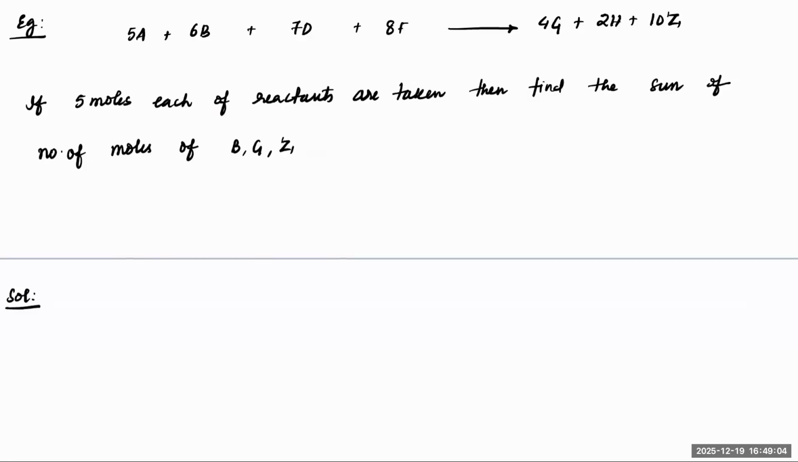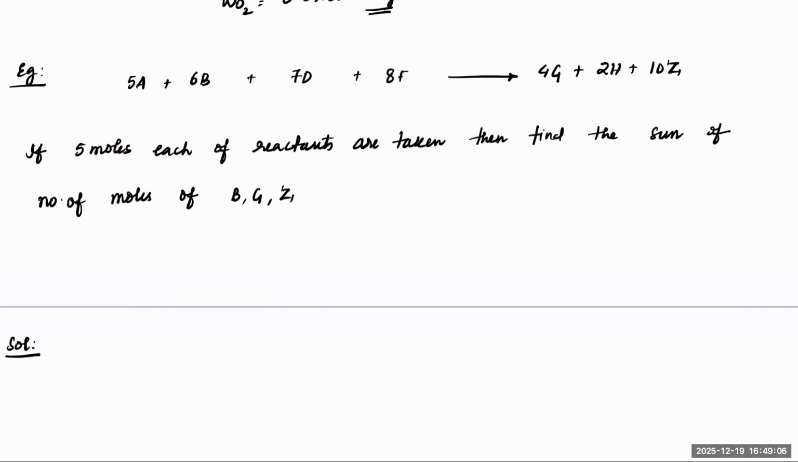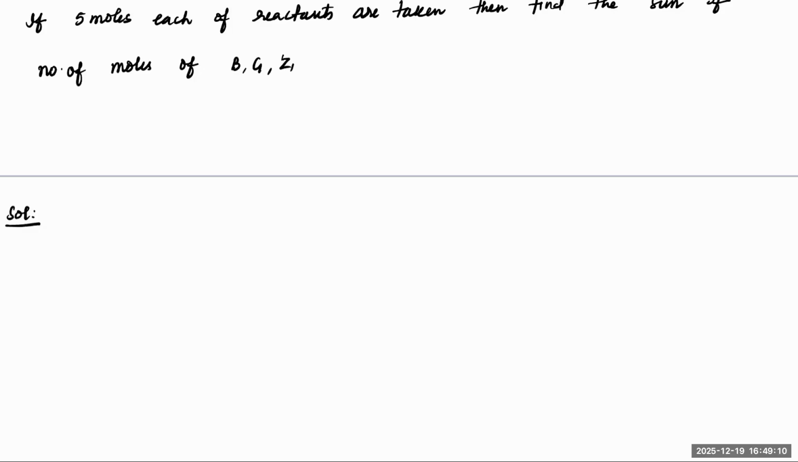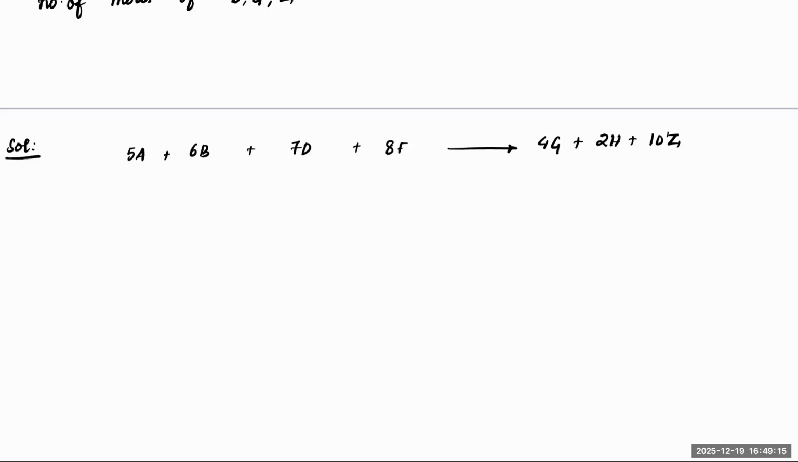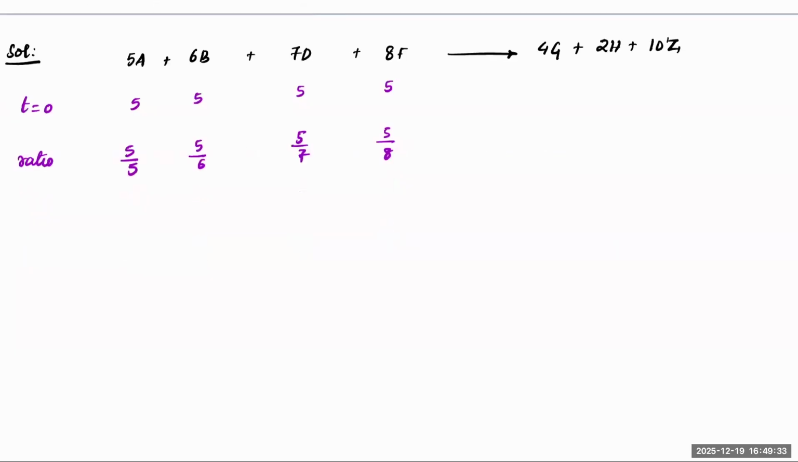In such case, how do we proceed? See, we know that these are the reactants which we have. First, write down all the number of moles initially. Initially, you have 5, 5, 5, and 5. Stoichiometric ratio, if you notice, it is 5 by 5, 5 by 6, 5 by 7, 5 by 8, which is clear that this is the limiting reagent we have. Make sense?